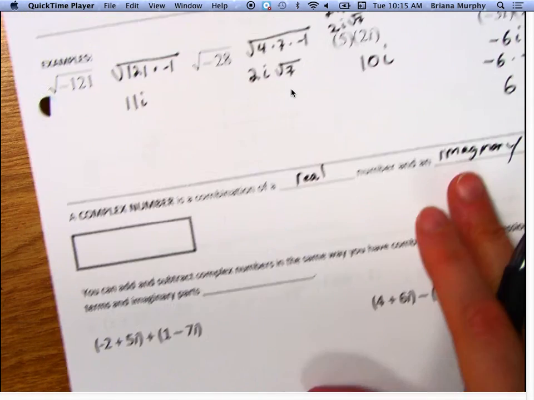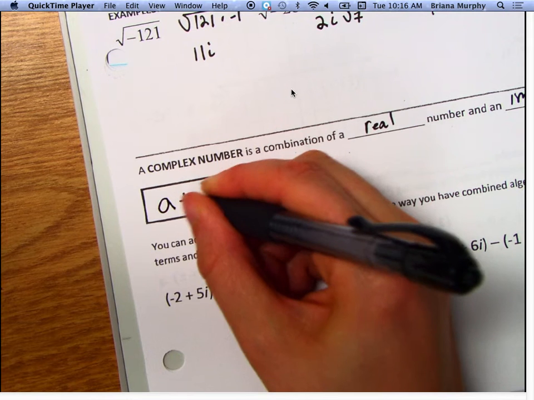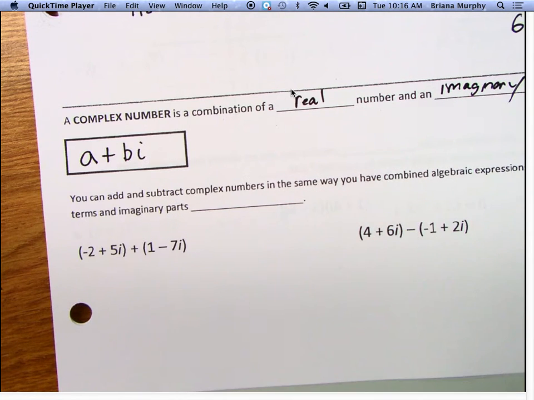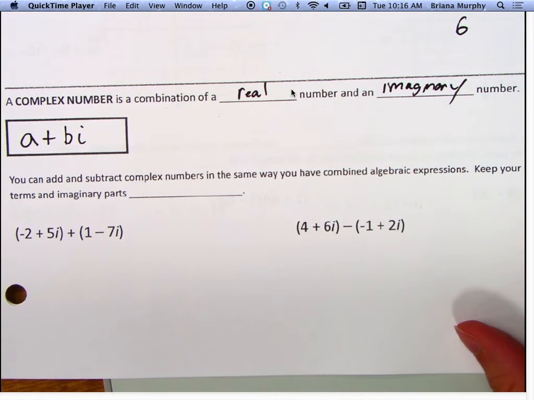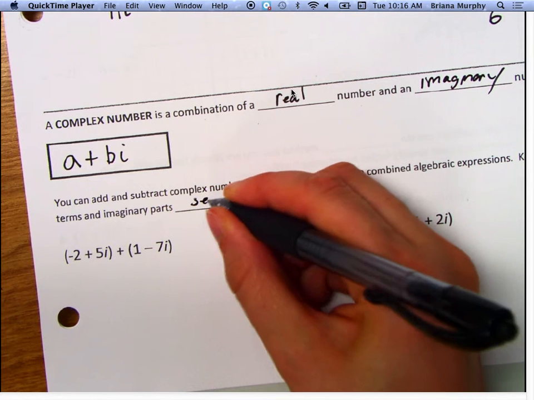Okay, and we write it like A plus Bi. So we always write the real number first, imaginary second. You can add and subtract complex numbers in the same way that you combine algebraic expressions. Keep your real terms and imaginary parts separate.